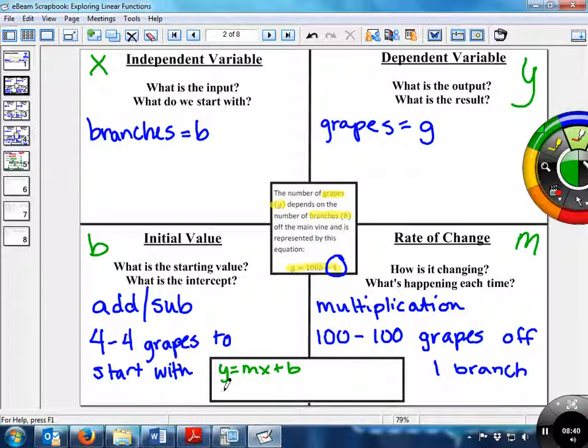So starting with y. So they use g equals 100. X stands for b. And the b is going to stand for 4. So this would be their equation, g equals 100b plus 4. And if you look up here, that's exactly what they had. Let's apply this to the next one.